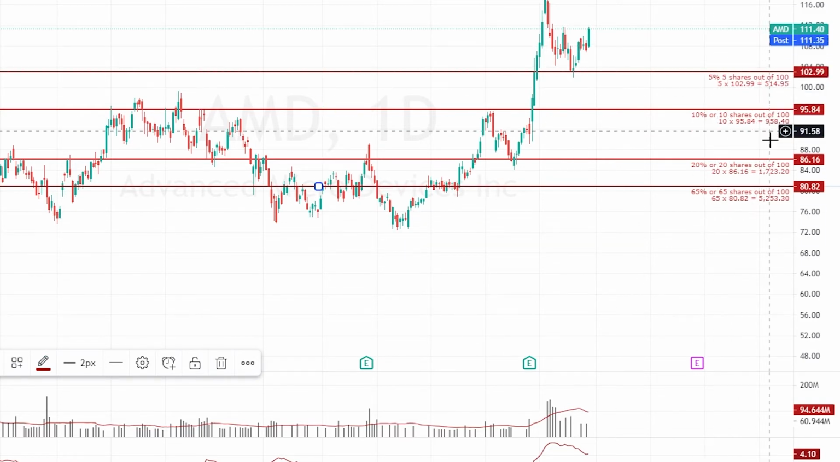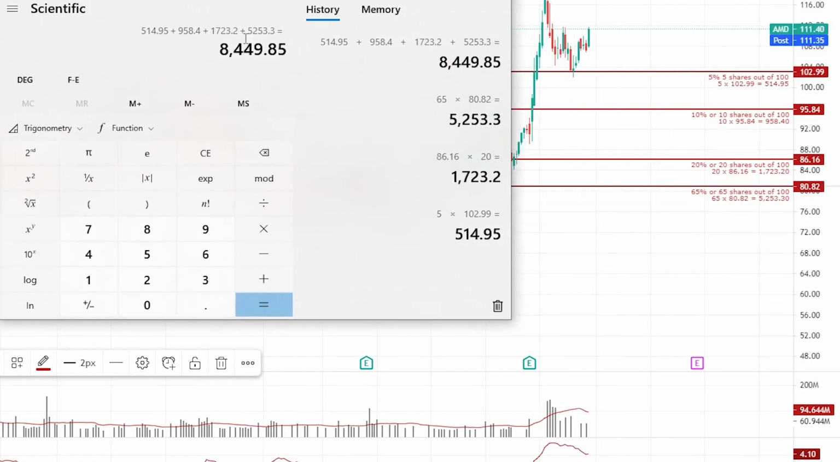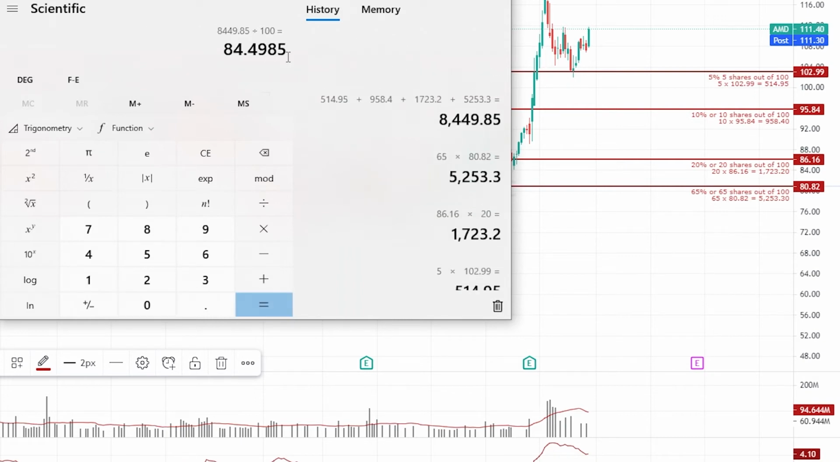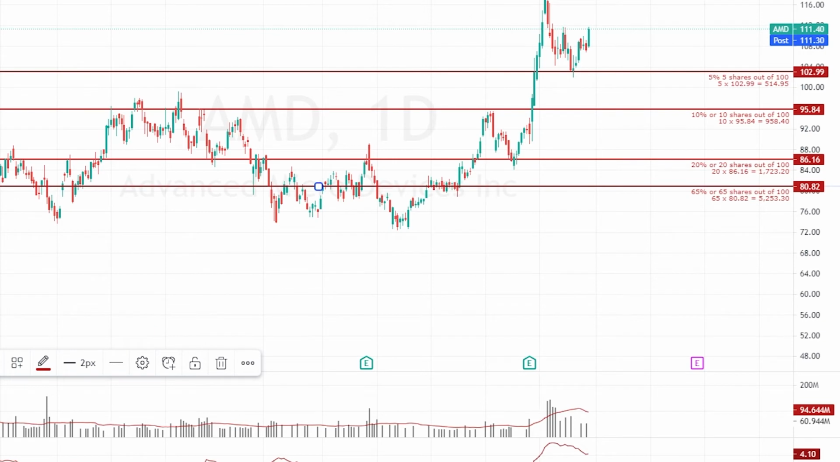Now, if I add up all of the costs for this trade, so that's $514.95 plus $958.40 plus 1723.20 plus 5253.30. That means that I've spent a total of $8,449.85 on the trade. I bought 100 shares. If I divide by 100, that gives me a cost average of $84.49 or 50 cents. So $84.50 is my dollar cost average.